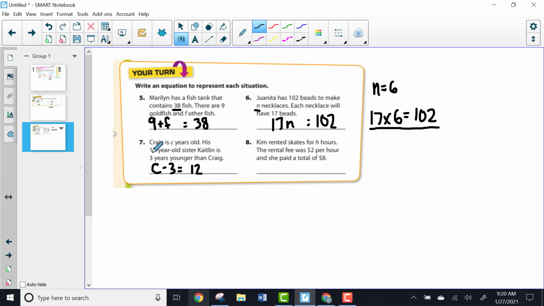Okay, so I think I said it was his younger sister, but it was just his 12-year-old sister is 3 years younger than Craig. So again, we take Craig's age, we subtract 3 from it, and we get 12 that we already know about for Caitlin. We already know she's 12. We already know that Caitlin is 3 years younger as well. So C minus 3 equals 12.